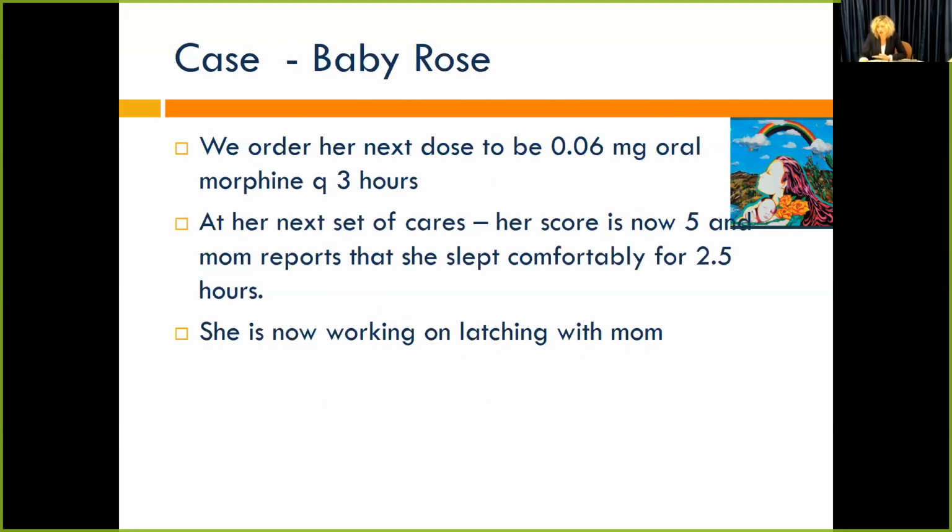And really, that's one of our most important measures that we look at, is that the babies are able to sleep comfortably. She's still learning how to breastfeed, and mom is a first-time breastfeeder, so they're working on all those interventions together to try to breastfeed.